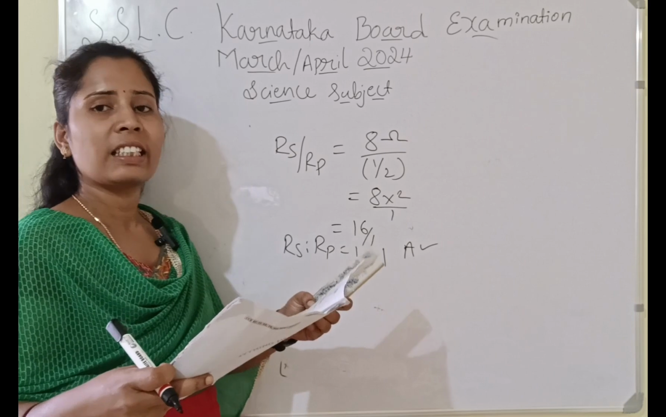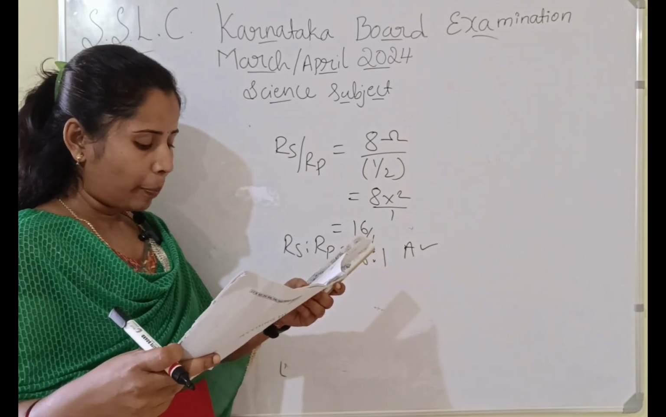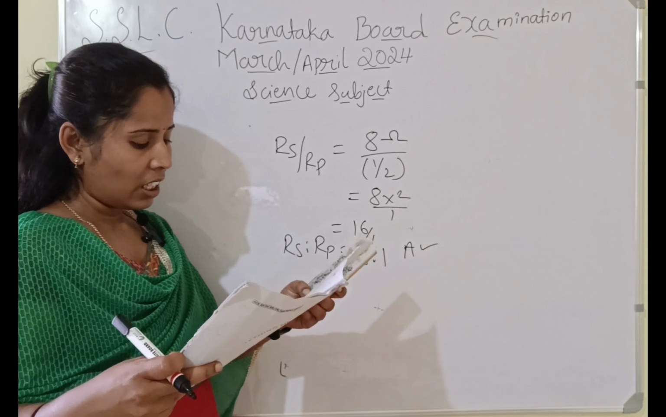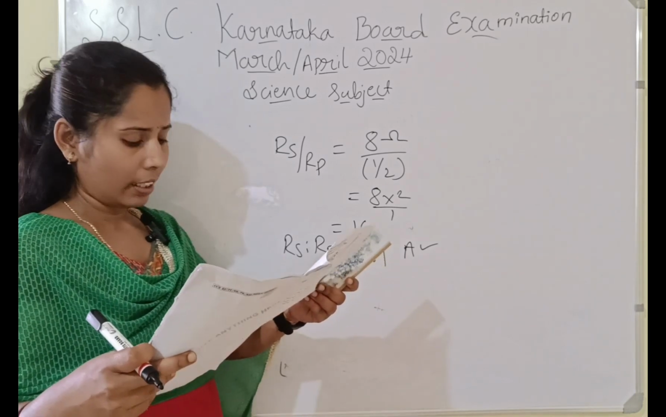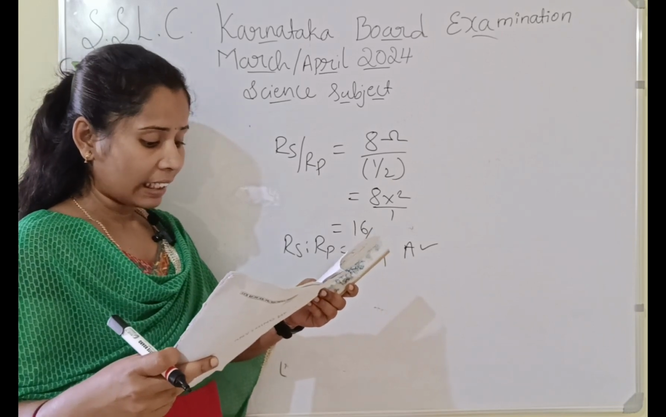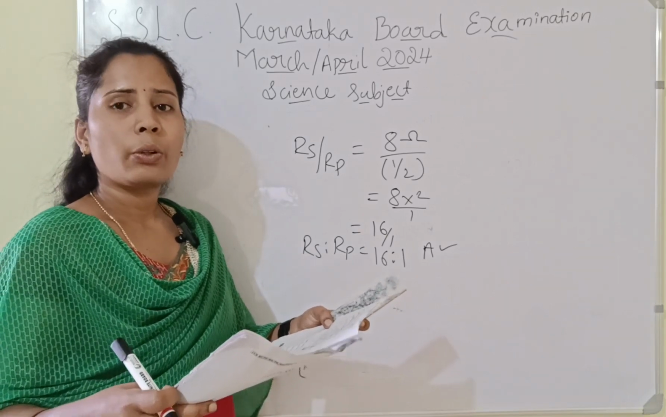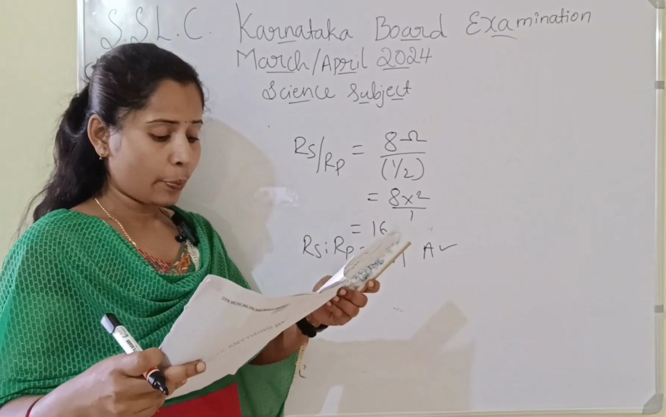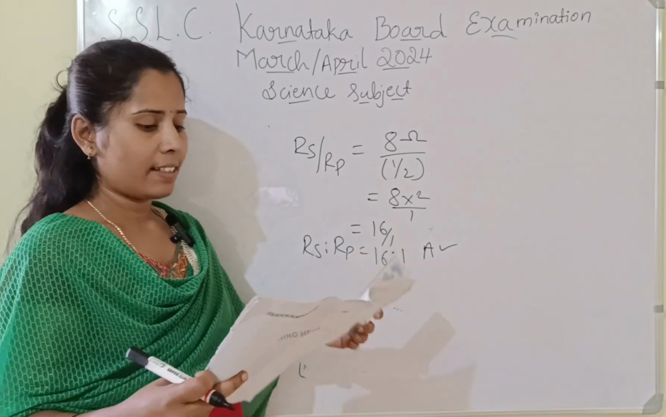B, big particles scatter blue color. Of course, blue color is having lesser wavelength. This is also wrong. C, big particles scatter violet color. So this is also wrong. Violet is the least scattered color. So the last option, very large particles scatter all colors. All colors is also called white color. So very large particles will scatter white color. Option D is the correct answer.